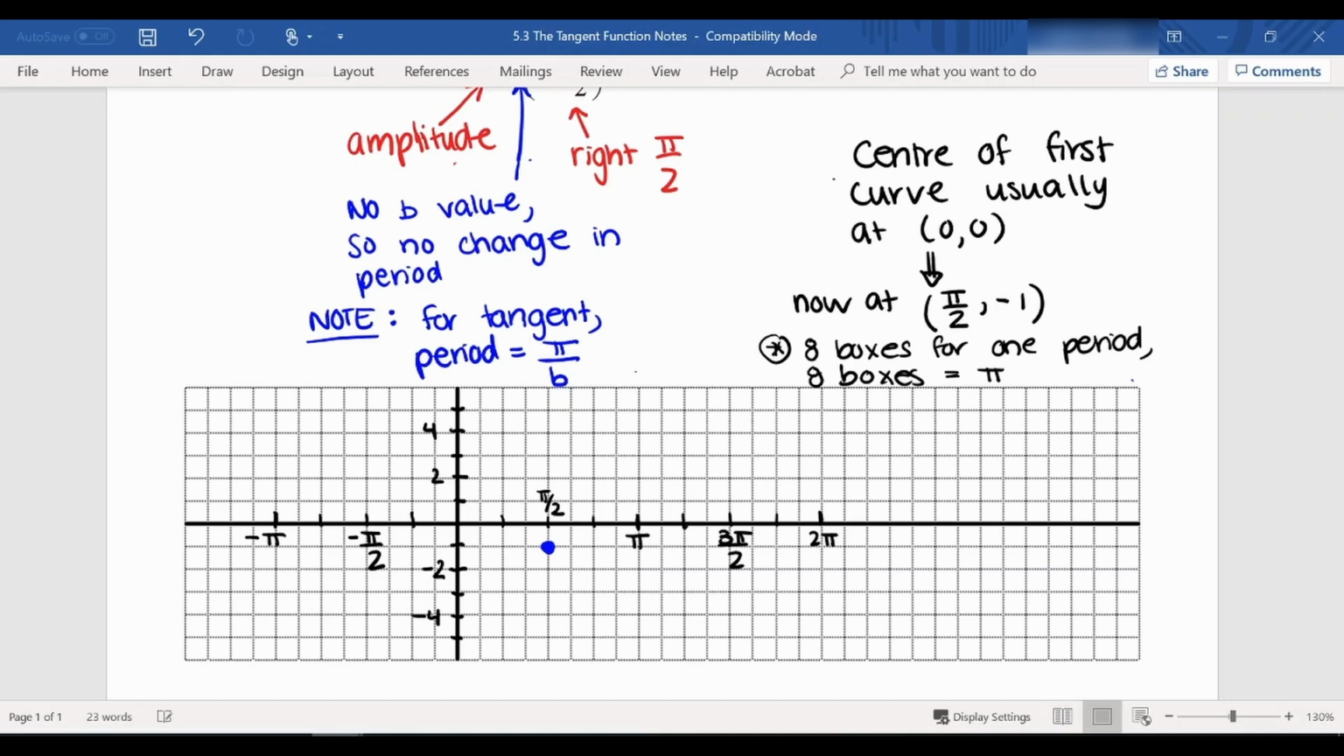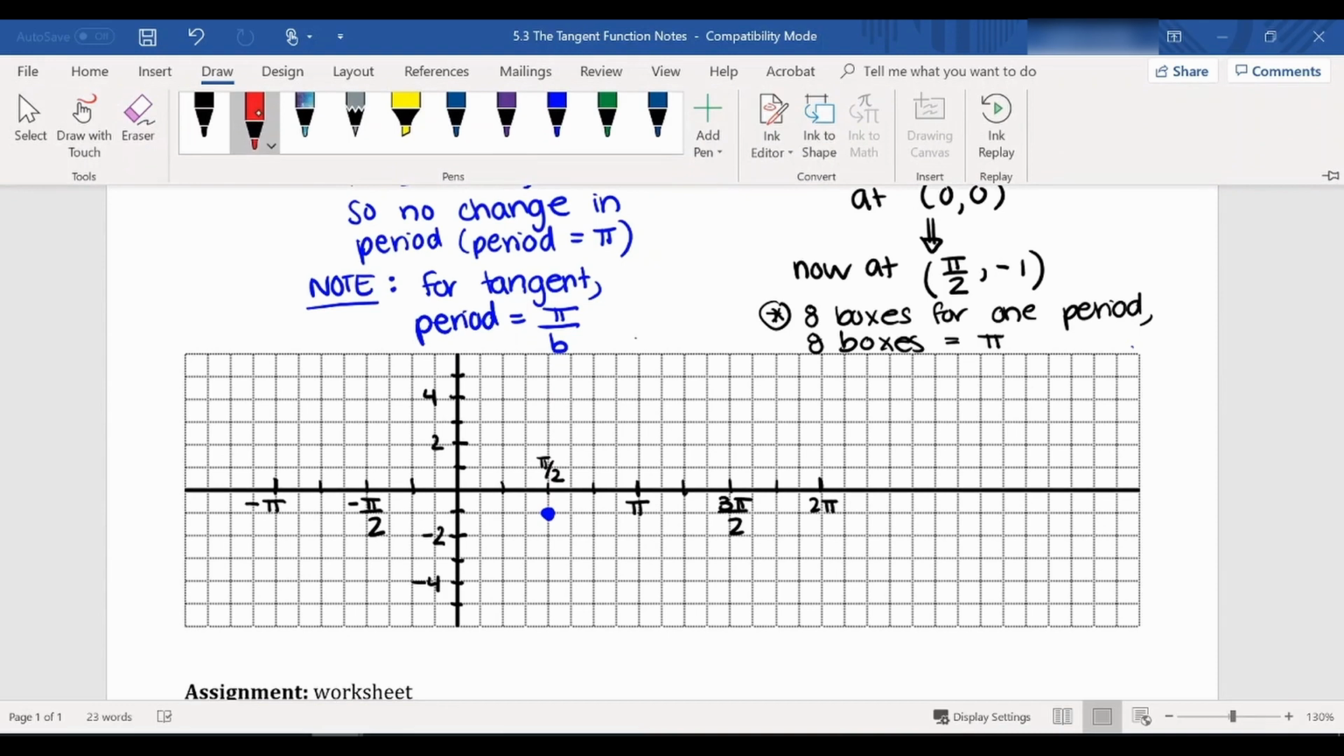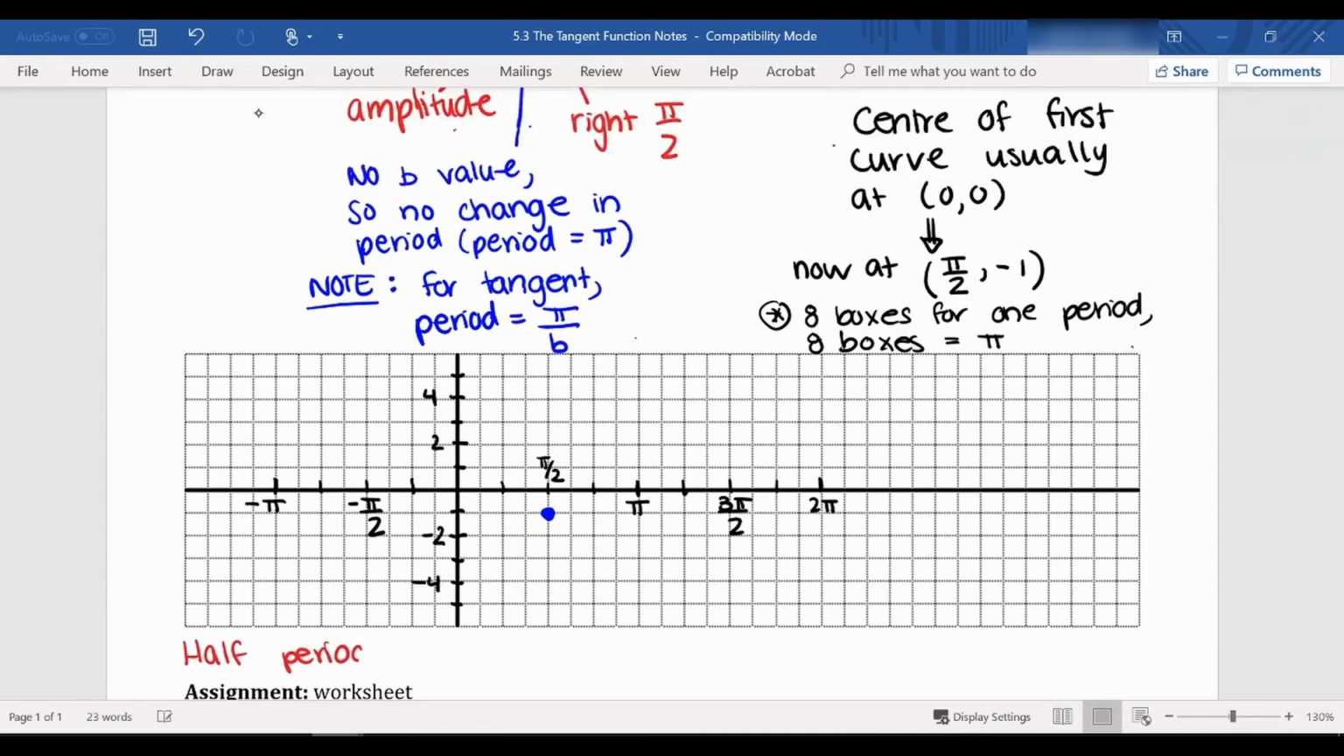Once I have that, again, I know that my period is pi, which means I need half my period on either side of my center. Okay, so if I put half my period on either side of my center, half of my period is pi over 2. So from the center, I need to go to the right by pi over 2, and I need to go to the left by pi over 2, and then I can draw my asymptotes in here.